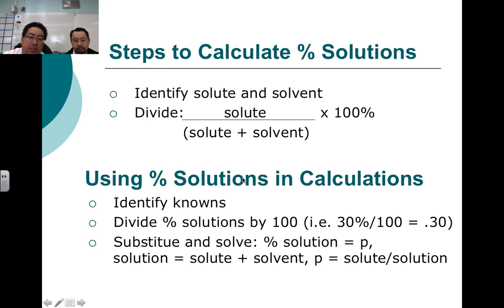And we can also use percent solutions for other kinds of calculations. If we're going to do this, we take our percent solution and turn it into a decimal, and then we solve for either the solute or the solvent, depending on what it is we're asked to do.